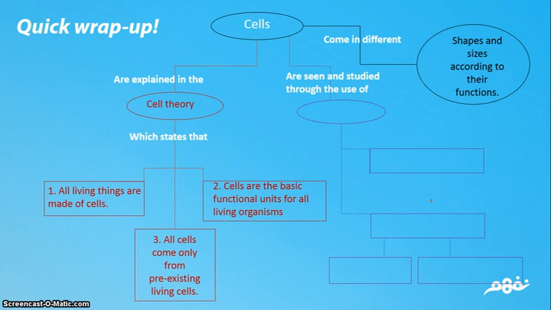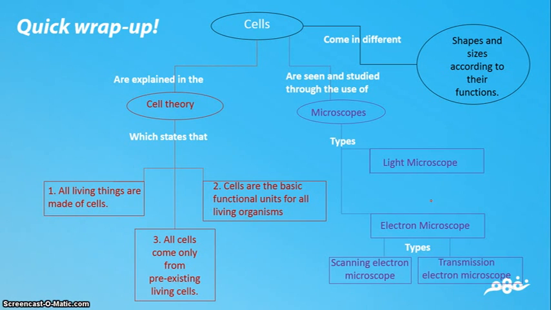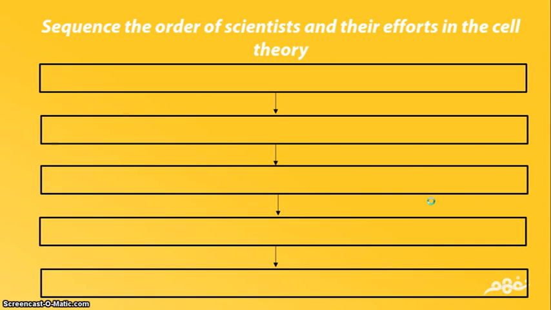Cells are seen and studied through the use of which tool? The famous microscope. How many types of microscopes do we have? 2 main types, which are the light microscope and the electron microscope, which is divided into 2 smaller types. One that we can use to see the cells, the scanning, and the transmission to see even what's inside the cell.